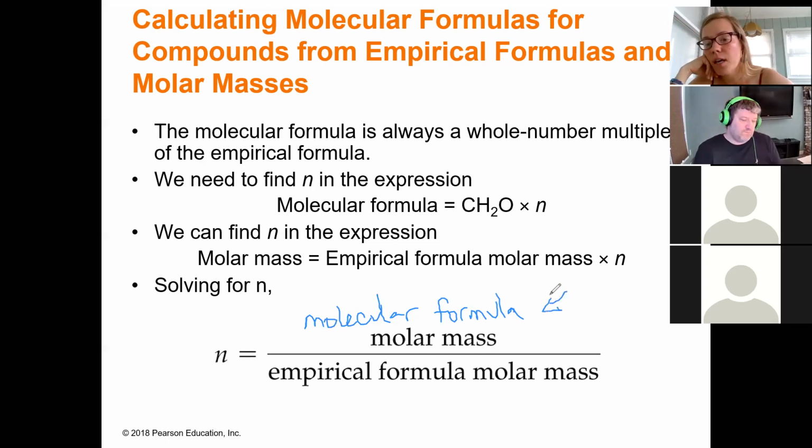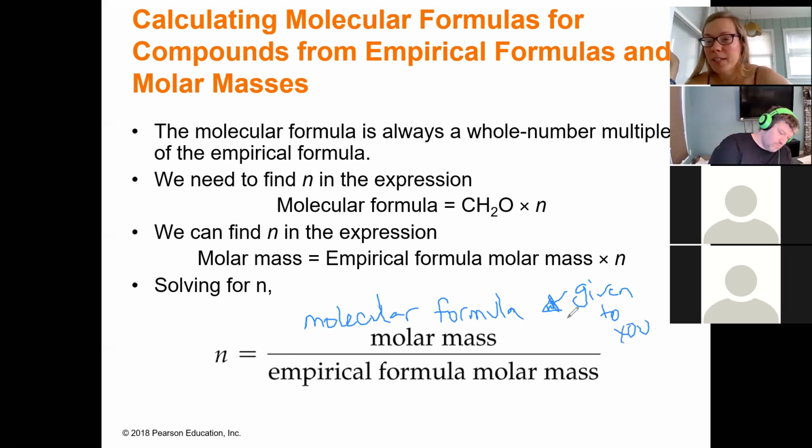This top number, give yourself a little note that says this top number is always going to be given to you. Or if you were doing an experiment, it gets calculated experimentally, but we're not doing experiments this semester. So on a test, know that the top number should be somewhere in the problem. The bottom number, the empirical formula molar mass, you may have to calculate. You may have already calculated the empirical formula from a previous problem, and now you have to calculate the molar mass for it.